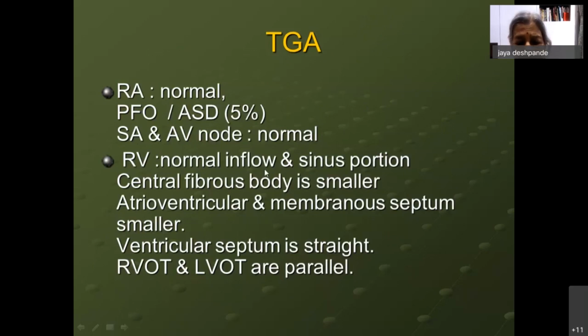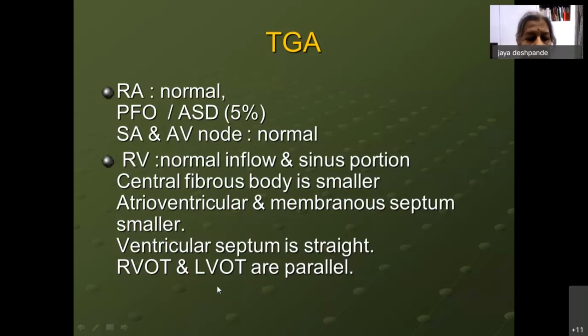The right ventricle shows normal inflow and sinus portion. Central fibrous body is small. The atrioventricular and membranous septum are small. The ventricular septum, instead of being a curved structure, is straight. The RVOT and the LVOT are parallel to each other.